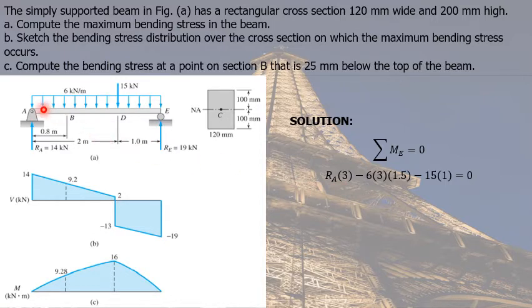Next, we have the uniform load of 6 kilonewtons per meter. We multiply that to the overall length of 3 meters. So this is the resultant force, 6 times 3. Let's try to sketch that in the beam. The resultant force of a uniform load is acting at the midpoint of the uniform load. So that means that from point E and from point A, it is 1.5 meters.